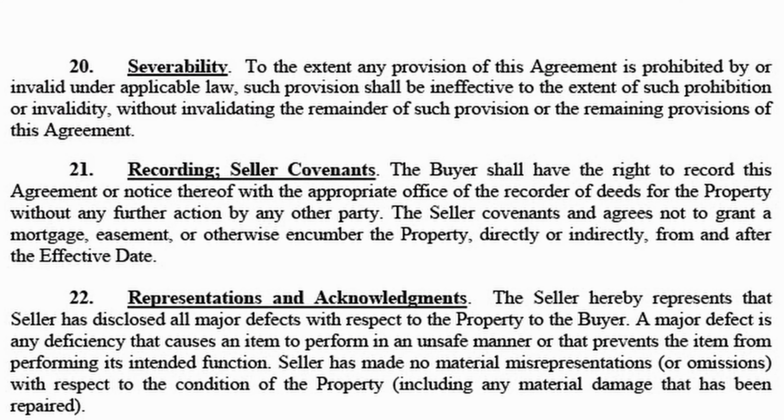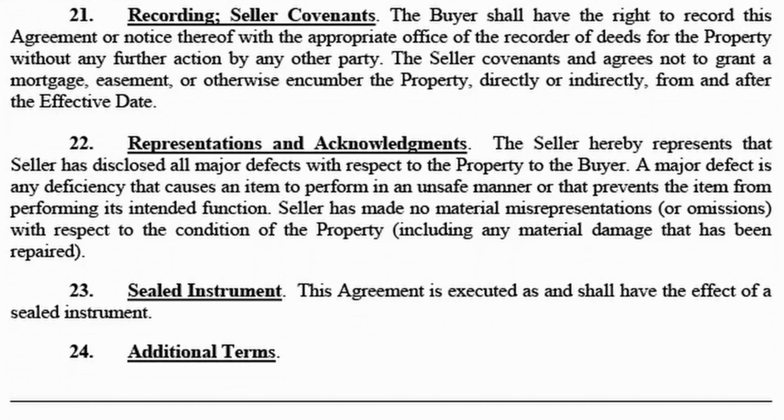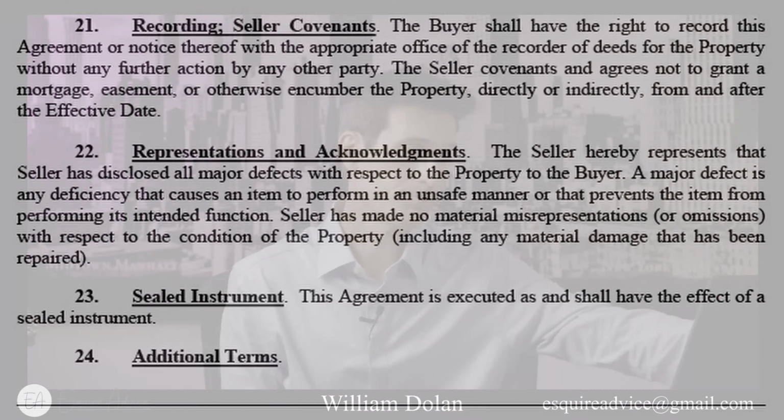All right, section 22, representations and acknowledgements. So here the seller is representing that it has disclosed all of the major defects with respect to the property, and we incorporate the Delaware Association of Realtors definition for the most part into this section. That's important because of that survival provision we discussed earlier; this is a part of what it's helping to survive, right? This is going to survive closing when you ultimately take title.